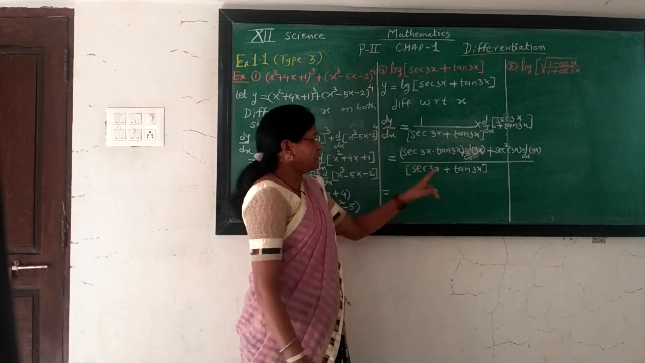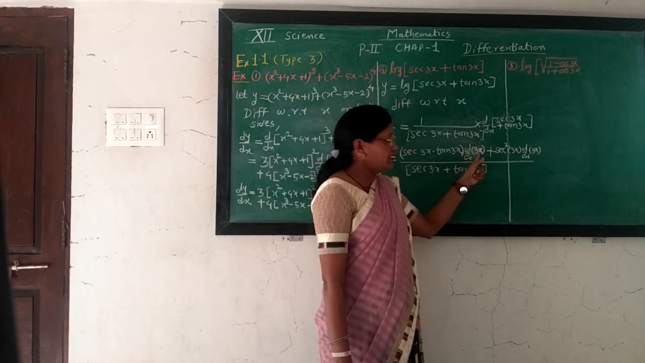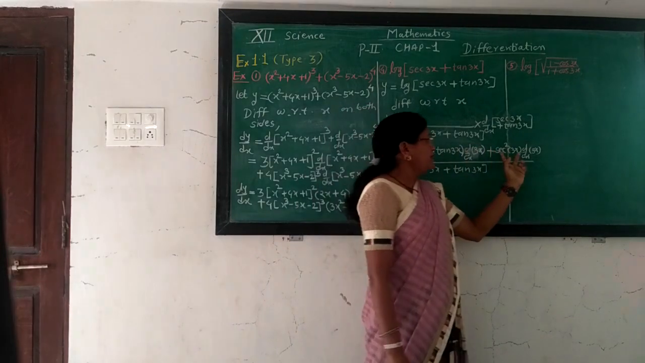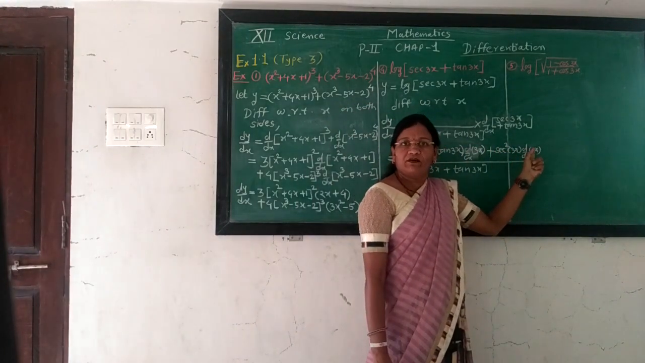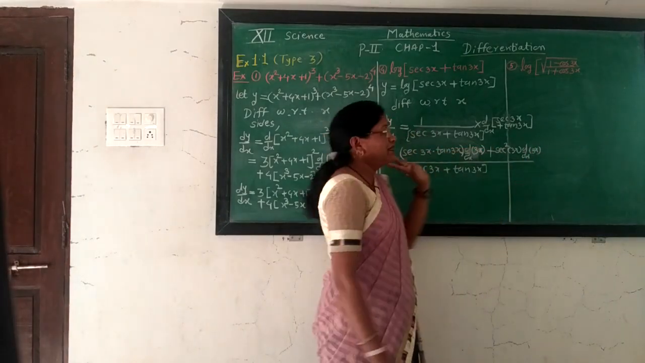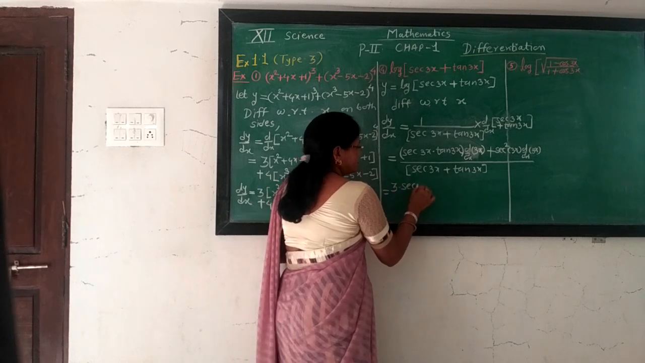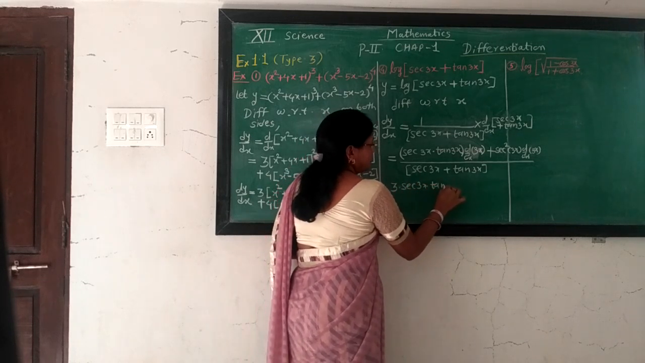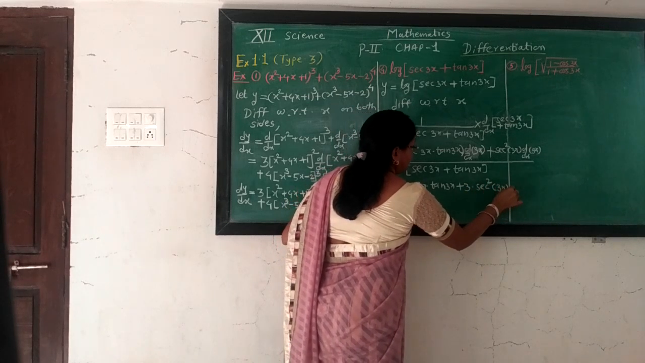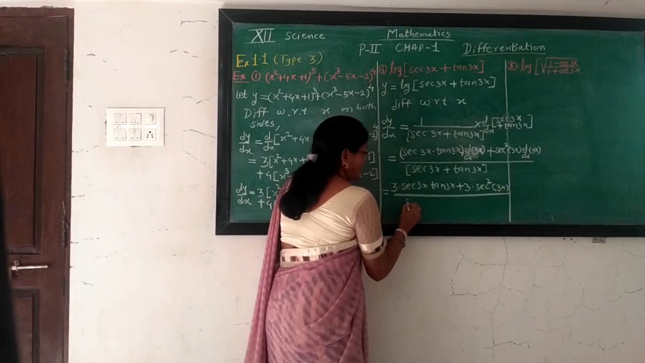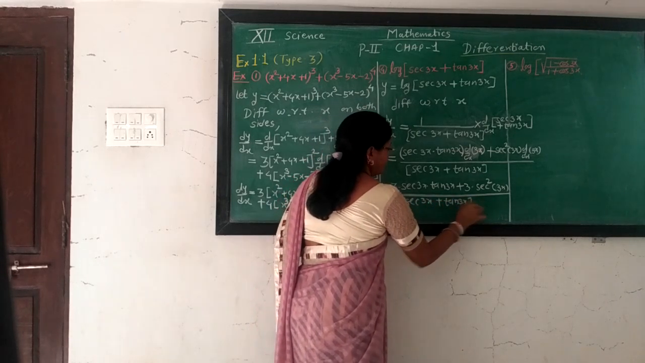Now for the numerator we can take sec 3x into tan 3x, multiplied by the derivative of 3x. You know that the derivative of 3x is again 3, and in the same way sec square 3x is multiplied by the derivative of 3x, which is again 3. So from both we take 3 times sec 3x into tan 3x plus 3 times sec square 3x, whole divided by sec 3x plus tan 3x.